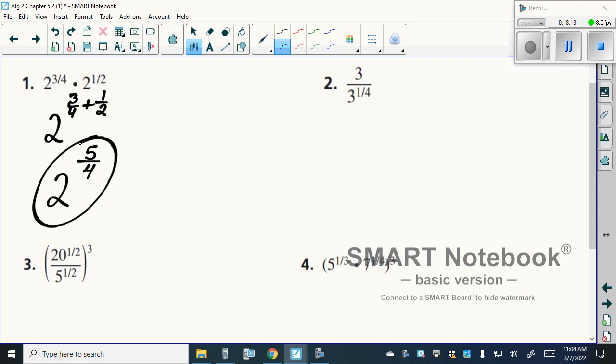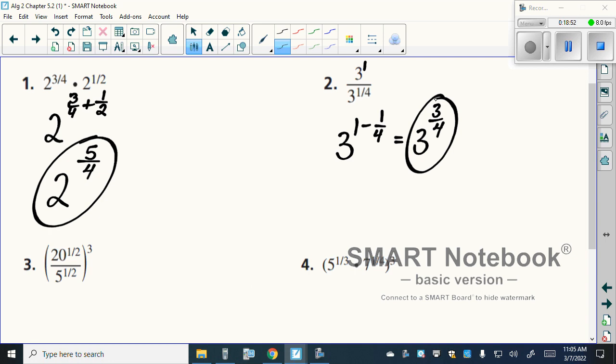Let's look at the next one. We have 3 divided by 3 to the 1/4. Well, since we have like bases, we can subtract the exponents. The exponent in the numerator is 1 minus 1/4. At this point, we just need to do 1 minus 1/4, which would give us 3 to the 3/4.